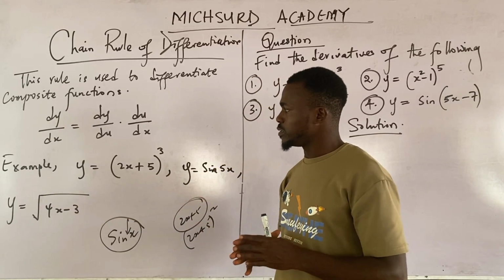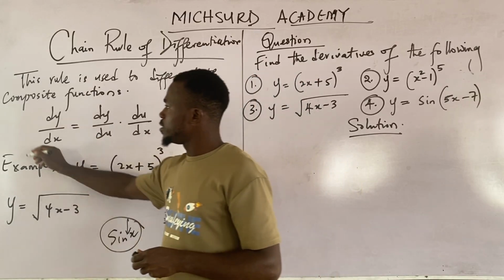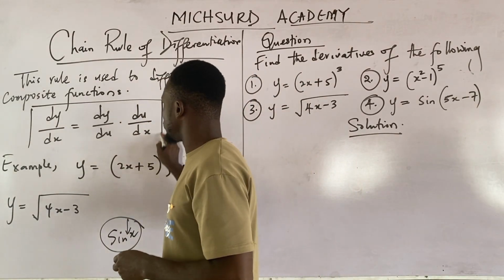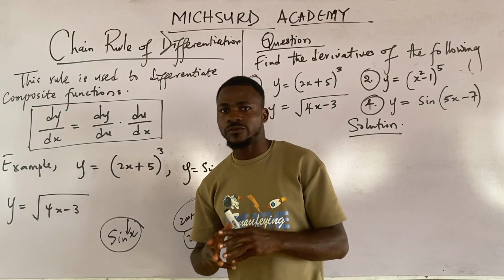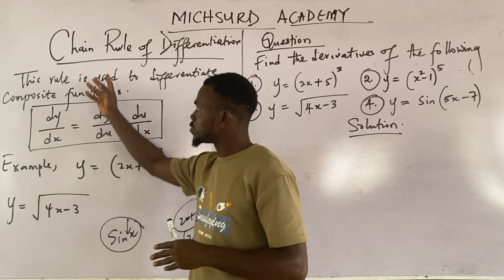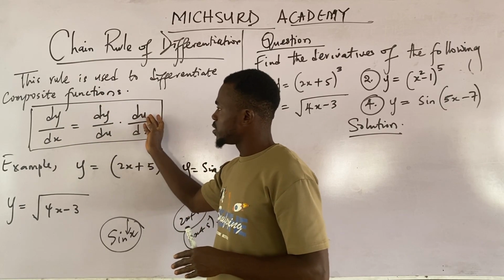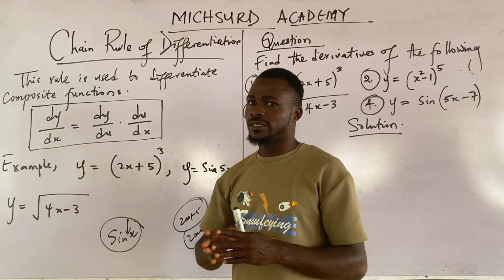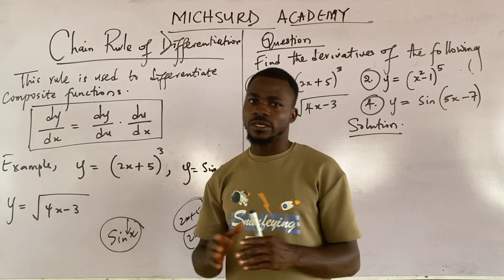So now we know what a composite function is. We can now make use of the chain rule formula to differentiate any composite function. The formula we use for the chain rule is dy/dx = dy/du · du/dx. I will show you how we are going to use this formula to solve composite functions.